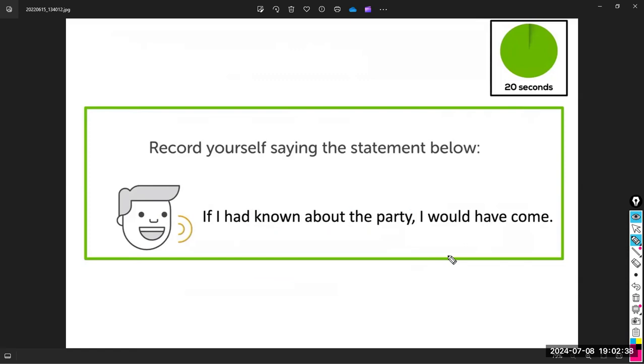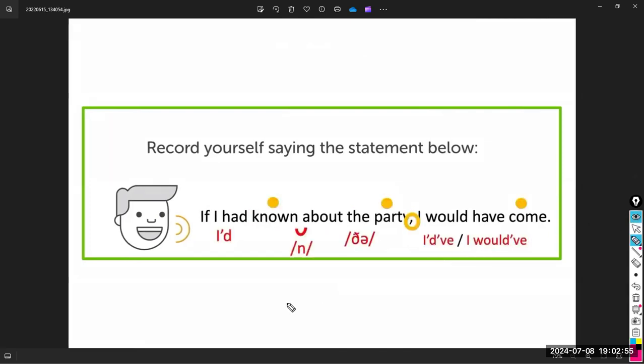Can you please read the sentence again? "If I had known about the party, I would have come." Yeah, exactly. And don't forget the linking words. So notice that "if I had known about the party," yeah, the party, I have to pause. So these are the three words, as I told you, that should be stressed, which are in the orange color.